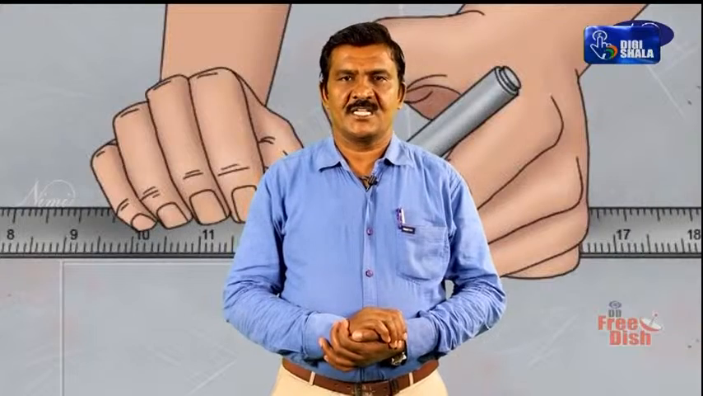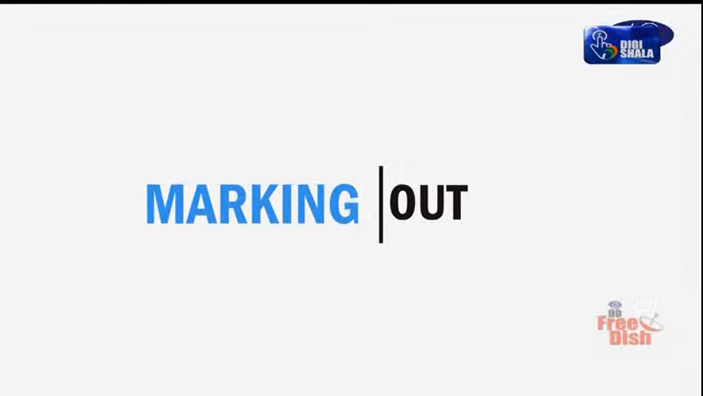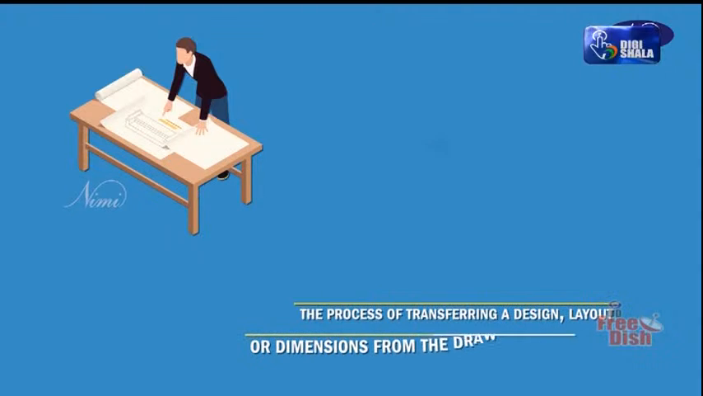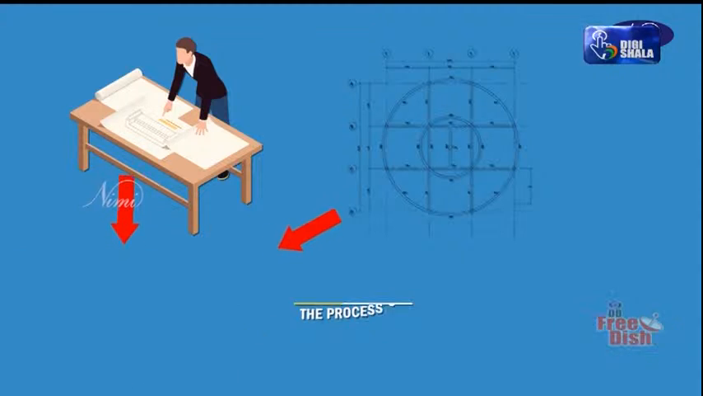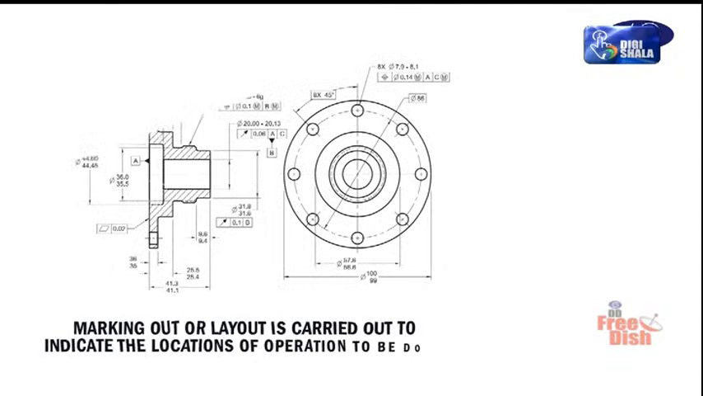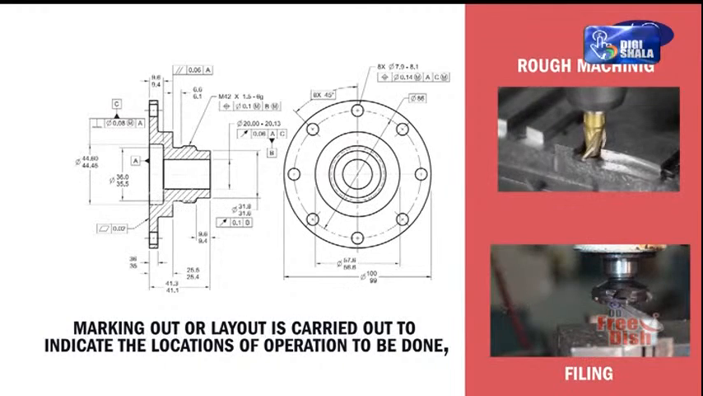Today we are going to discuss marking out and the marking table. Before entering into the subject, now we will see marking out. The process of transferring a design, layout or dimension from the drawing to the workpiece is called marking out. What is meant by marking off? The marking off or layout is carried out to indicate the location of operations to be done and to provide guidance during rough machining or filing.